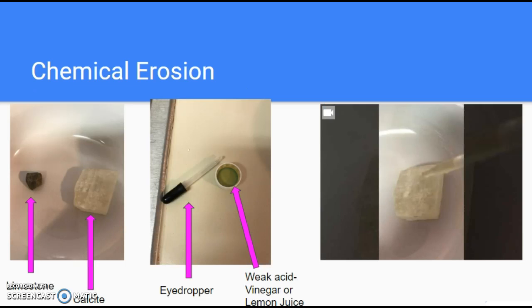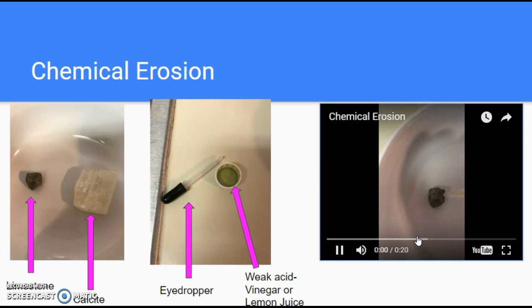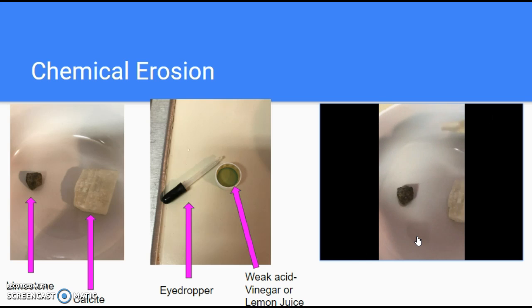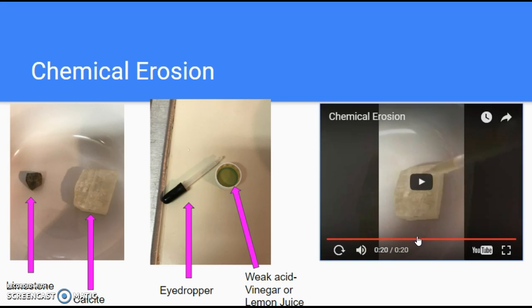So the first station I have is chemical erosion, and you would need limestone, calcite, an eyedropper, and a weak acid such as vinegar or lemon juice, and I chose to use vinegar for this one. And this is very simple, you just take the eyedropper filled with your acid and you drop it on each type of rock. When I dropped it on the limestone, nothing really seemed to happen. However, when I put it on the calcite, if you listened, you could hear it bubbling and fizzing, and that there was a chemical reaction occurring there.